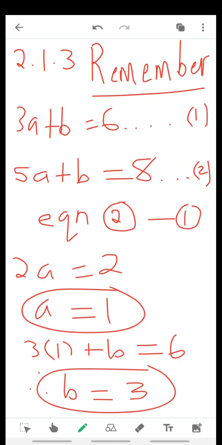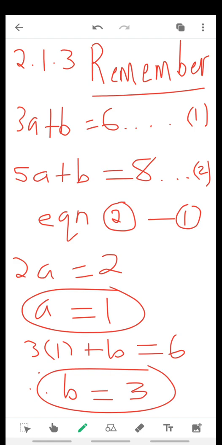Then I said equation 1 and 2. Obviously, when I subtract, I eliminate b. When I subtract the two equations, equation 2 minus equation 1, the 5a minus 3a is 2a, b minus b is 0, all equals 8 minus 6, which is 2. Then divide both sides by 2. You don't need to do this method. There are easier methods than this one, but this is also easy. Then a is 1. After finding a, what did we say? We said 3a plus b equals 6 in equation 1. Just substitute back your a, you get b equals 3.